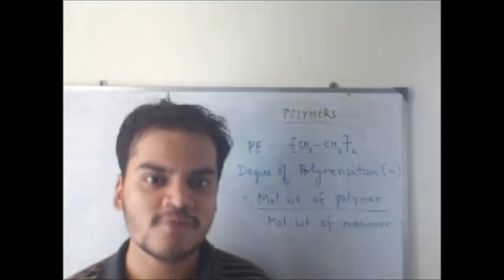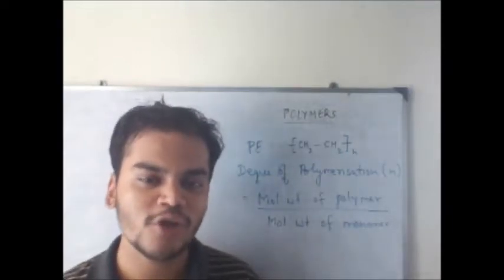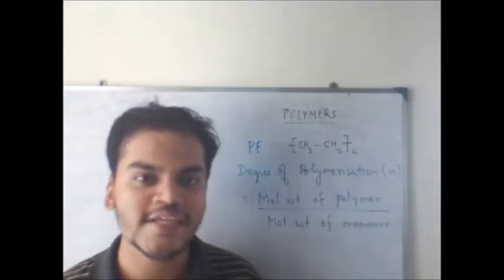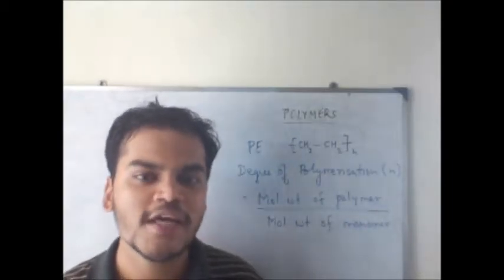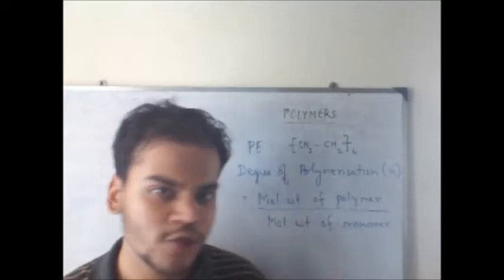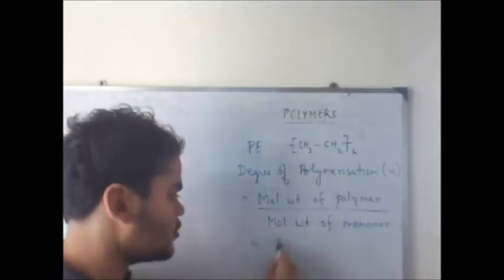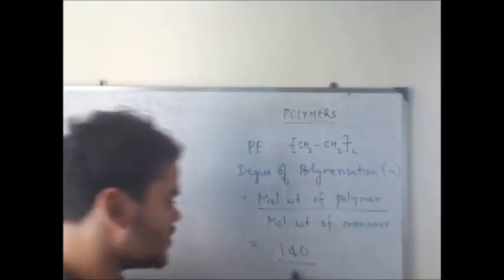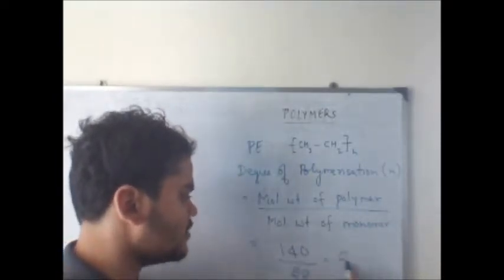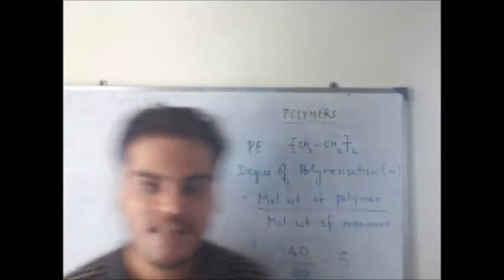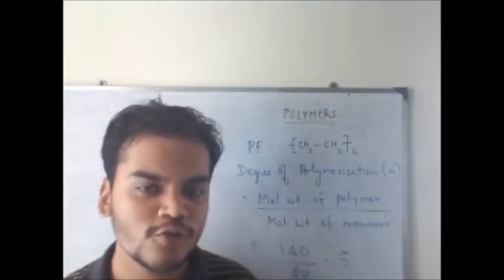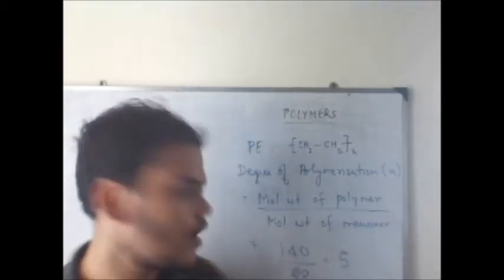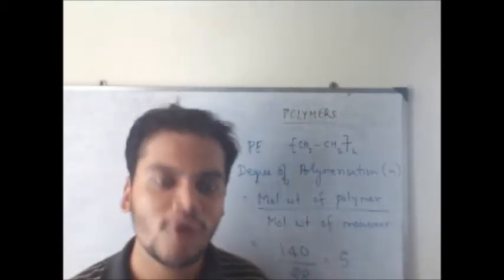So if someone comes up to you and says that the molecular weight of a PE polymer is 140, then you can easily comprehend that that polymer is made up of 5 ethylene molecules. Simply, the molecular weight given to you was 140, the molecular weight of ethylene is 28, so 140 divided by 28 is nothing but 5. So the interpretation is 5 ethylene molecules came together, repeatedly linking with each other to give us the 140 molecular weight polyethylene polymer.